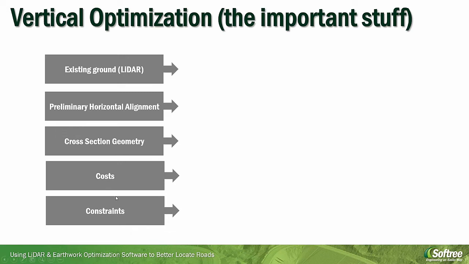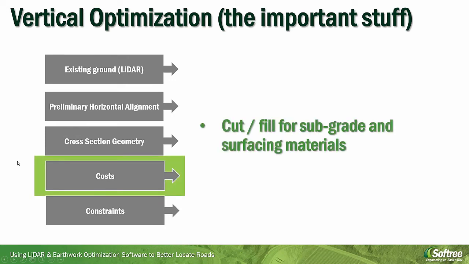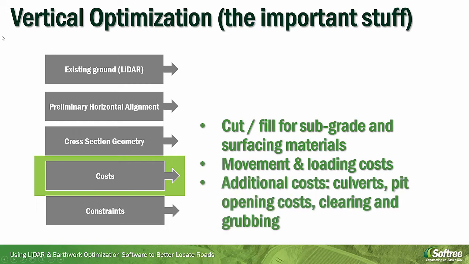You set up costs for material movement, and let me just go through these. You set up costs for cut-fill, subgrade, surfacing materials, movement and loading costs, and other additional costs: culverts, pit opening costs, clearing and grubbing.